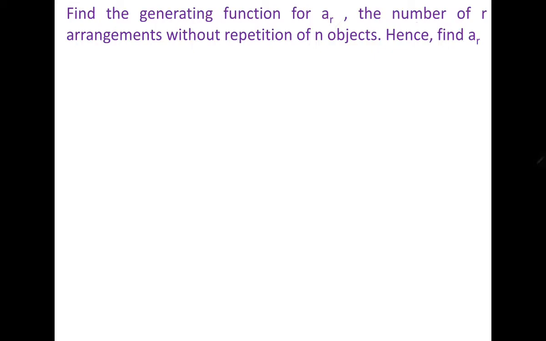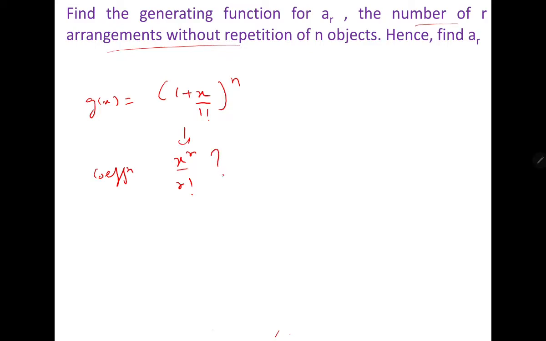Write the generating function for the number of r arrangements without repetition. So first recall the number of arrangements without repetition, it is nPr. Now we have to show the same using generating function. Now what would be the generating function? It is without repetition. It means each ei is 0 or 1. It means that each bracket would be 1 plus x by 1 factorial, and there are n brackets, so this is the required generating function. Now in this generating function I am looking for the coefficient of x raised to the power r by r factorial. This needs to be found out.